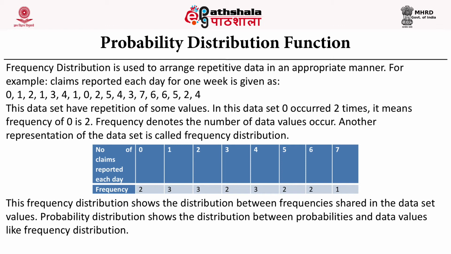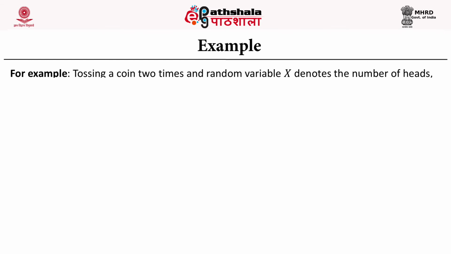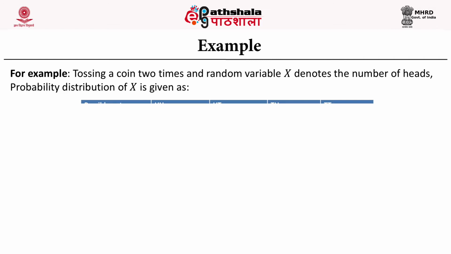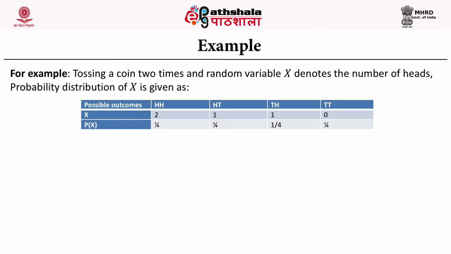Probability distribution shows the distribution between probabilities and data values, like a frequency distribution. For example, tossing a coin 2 times, where a random variable X denotes the number of heads. The probability distribution of X is given as follows. In the first row we have the possible outcomes, that is head head, head tail, tail head and tail tail, and corresponding to the events we have X as a random variable that takes values 2, 1, 1, 0, and the probability of X is given here as 1 by 4, 1 by 4, 1 by 4 and 1 by 4.